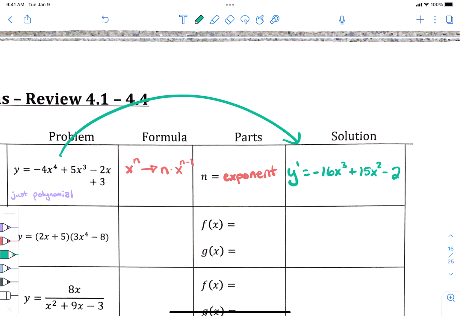And that's it, right? The 3 goes away. Happy with that? That's just the power rule, when you just have a polynomial and that's all.